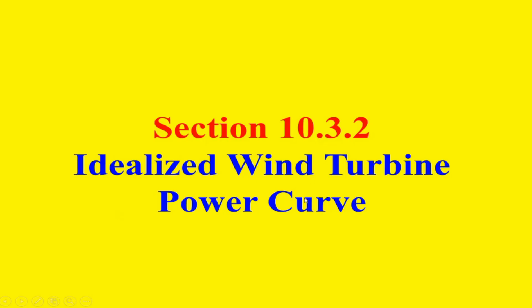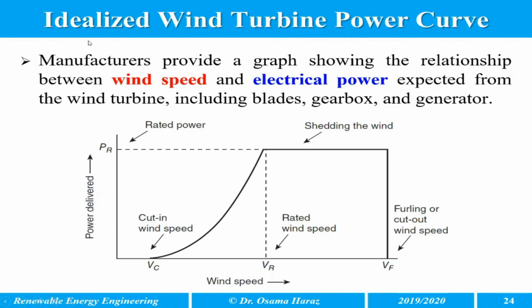In this section, we are going to talk about the idealized wind turbine power curves. The idealized wind turbine power curve is delivered to you by the manufacturer. This shows the relationship between the wind speed and the electrical power expected from the wind turbine, including blades, gearbox, and generator. This is the power delivered from the wind turbine versus the wind speed. What will happen to the idealized power curve below VC? VC is the cut-in wind speed.